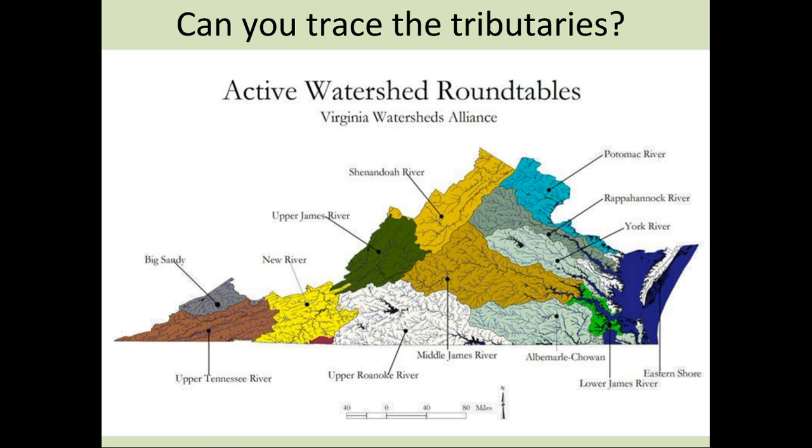If you take a look at this map of Virginia, you can see the several different small watersheds in the Shenandoah River. Take a look at all the tributaries that flow.